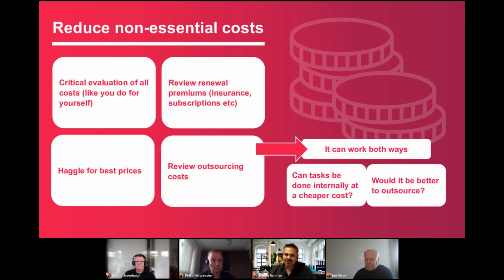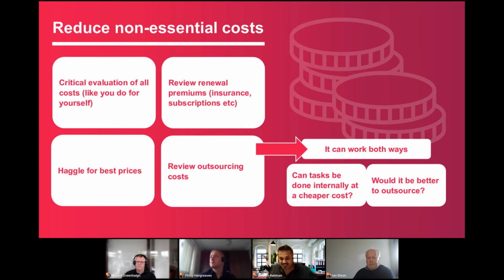So just moving on here, I think we've touched on this about reducing non-essential costs. It's looking at the best prices, haggling. We're not the most famous nation for haggling, but when you go on holiday overseas, you have to haggle a lot for prices, and there's no reason businesses shouldn't haggle. I think we need to haggle a lot more for prices, and you'll be surprised perhaps how often you can get a discount from that.